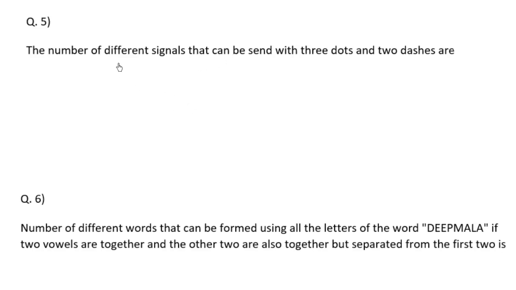Now the fifth question says that the number of different signals that can be sent with 3 dots and 2 dashes are. So say these are 3 dots and these are 2 dashes. The number of ways wherein we can arrange this set will create different signals, right?